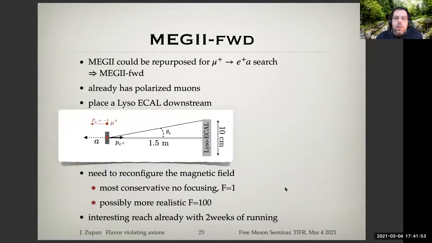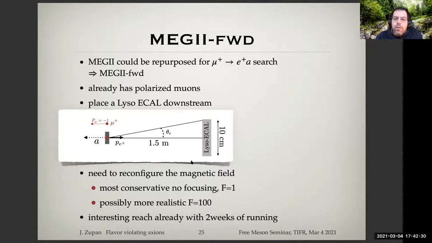All right. So now what we're proposing is that MEG II already has decently polarized muons. They stop them. And then what we're saying is that you could repurpose this MEG II setup. So after the MEG II run, so the search for mu to e gamma is done, you could just put a calorimeter downstream.